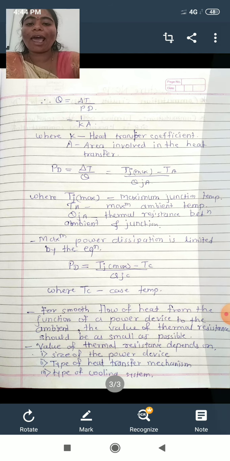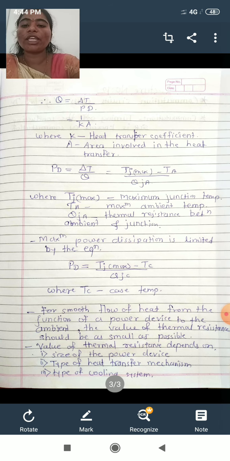And as thermal resistance is very small, the rise in temperature is also small, and if the rise in temperature is reduced, it means we get thermal protection, or protection from temperature increase.